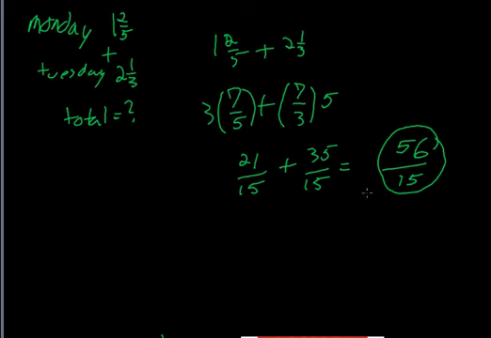But the answers want it in mixed number form, so we have to transform this back to one of these styles of numbers. So 15 goes into 56 3 times with 11 left over. 11 out of 15. And lo and behold, 3 11/15 is the answer.